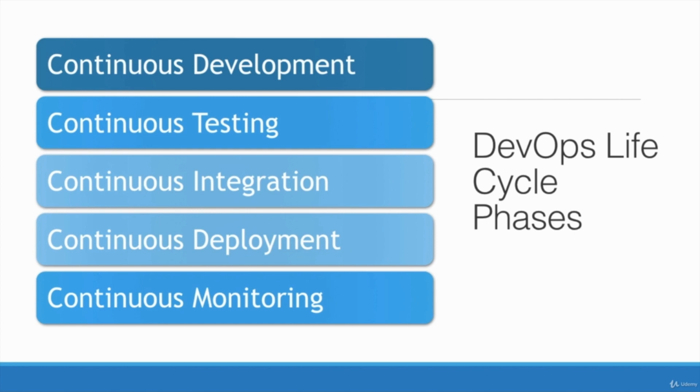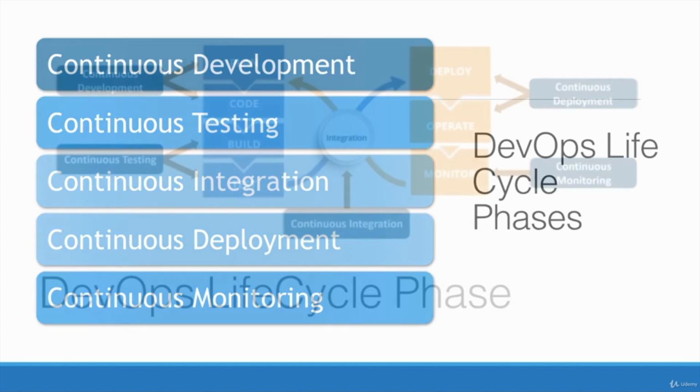So basically these are the 5 stages of the DevOps lifecycle. Very first stage is continuous development. The second is continuous testing. The third stage is continuous integration. Fourth one is continuous deployment. And fifth one is continuous monitoring. In this tutorial, we are going to discuss each and every phase in detail. First, we will start with continuous development.